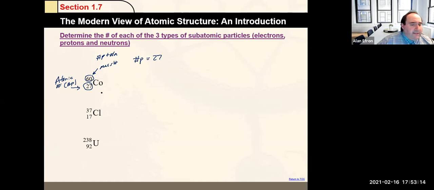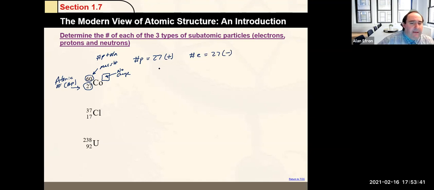Now, this does not have a charge, Co, which is cobalt. We know it doesn't have a charge because if there was a charge, it would be written right about there. So we don't see anything written there. So no charge. No charge means that it is neutral. So since it has 27 positive protons, it would also need to have 27 negative electrons to balance that out.